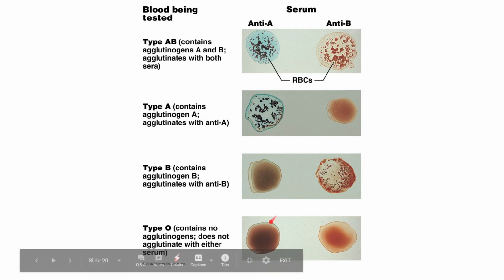And then down here, the opposite: if it doesn't clump, there's no A antigens. If it doesn't clump, there's no B antigens. This would be type O blood.